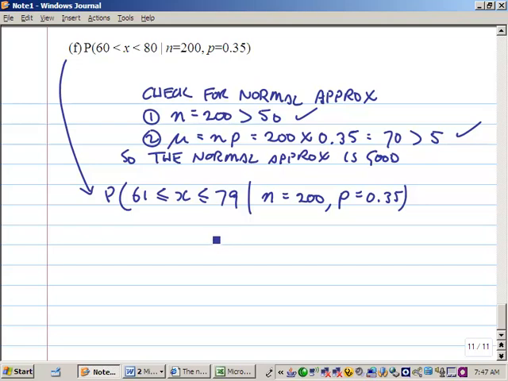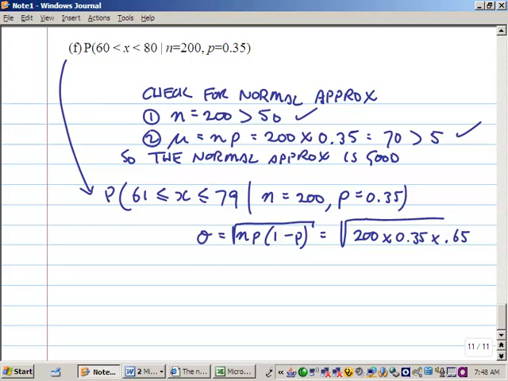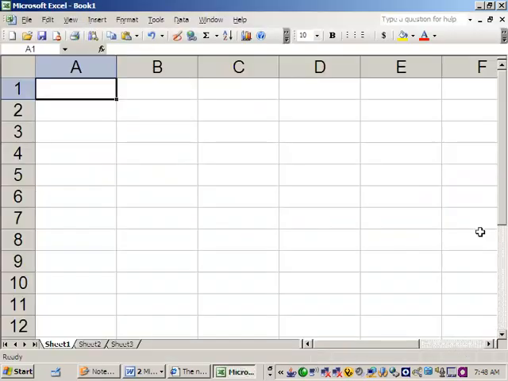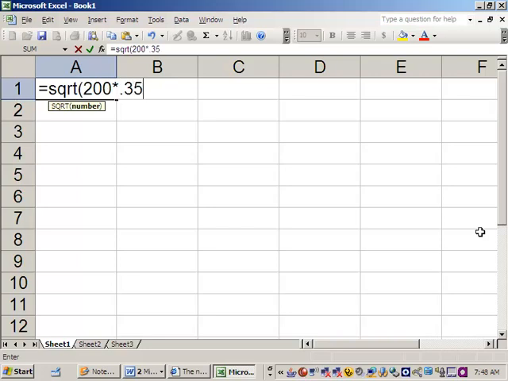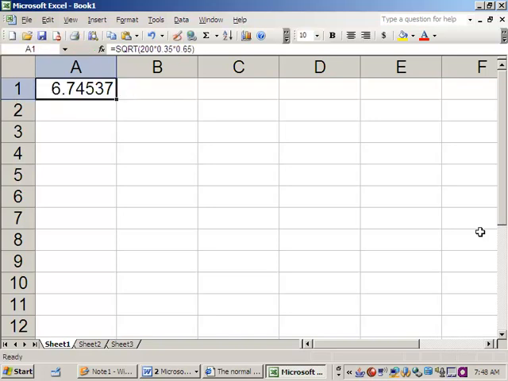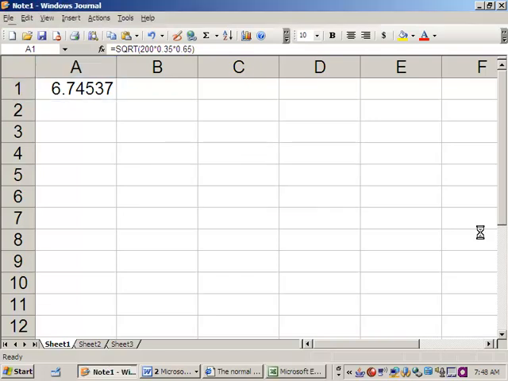Okay, what next? Well, we're going to go to the normal distribution, but to avoid slowing us down here, let's get the standard deviation first. So there's the square root of NPQ, that's 200 times 0.35 times 0.65. 200 times the p of 0.35 times the 1 minus p of 0.65, that's 6.745.